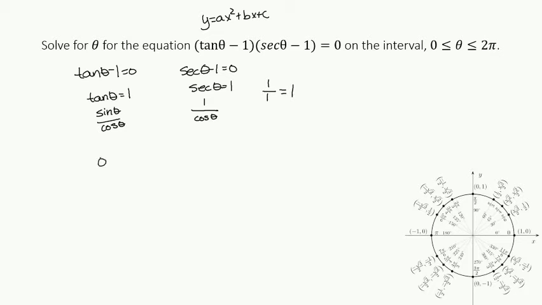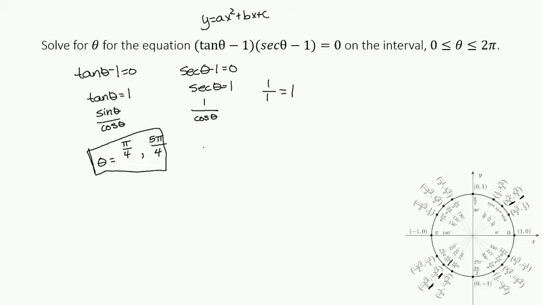So let's find our tangents first. Anything over itself is going to be 1, so this over this is going to be 1. So that is pi over 4, our first answer. And then the only other place on the unit circle where it's going to be 1, positive, is going to be this over this, which is 5 pi over 4. So those are going to be our two answers from the tangent side.